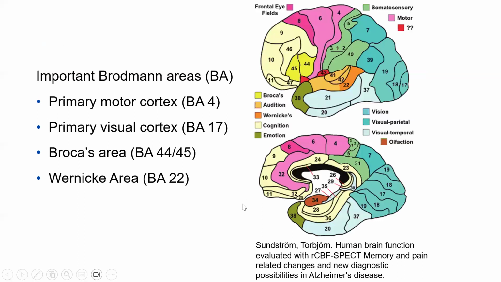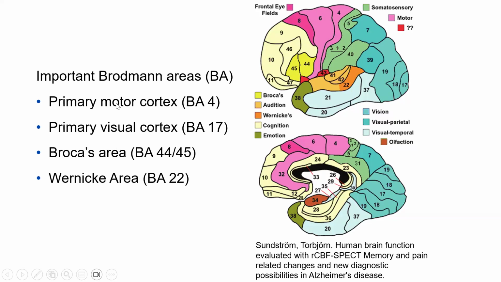This terminology is not necessarily much used anymore, with the exception of certain Brodmann areas, such as what I listed here, which are important to know. So some important Brodmann areas are the primary motor cortex, or Brodmann area 4, which you can see here and here. Then there's the primary visual cortex, Brodmann area 17. This is the occipital lobe, right? And we talked about how the occipital lobe is important for vision.